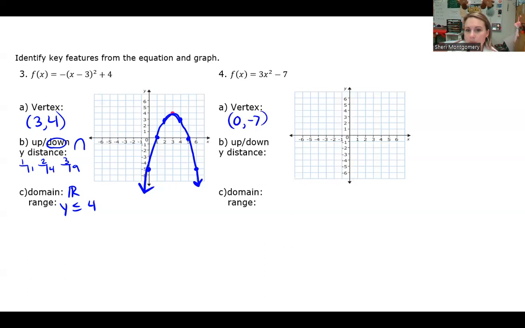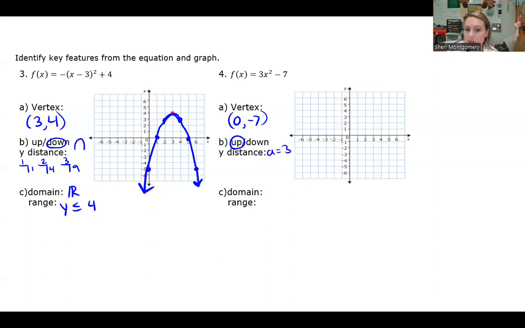How do you know it's facing up? Yeah, there aren't any parentheses, but it's still whatever's in front of the X value and it's positive. So we're going to open up. This one, A is not 1. What is A?